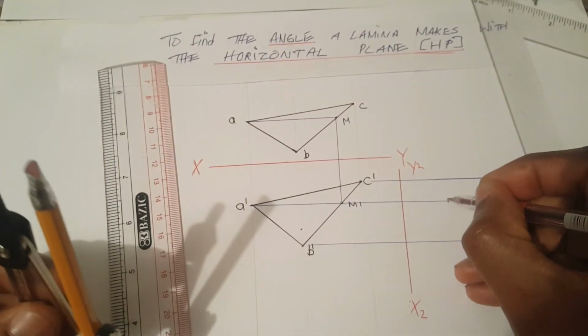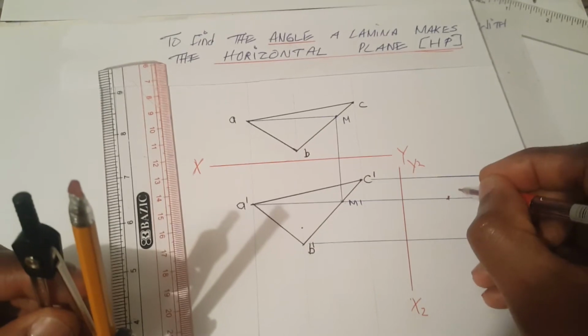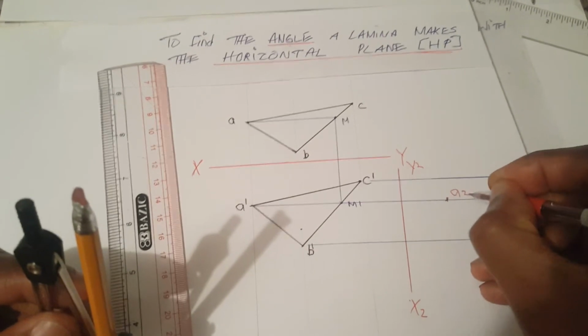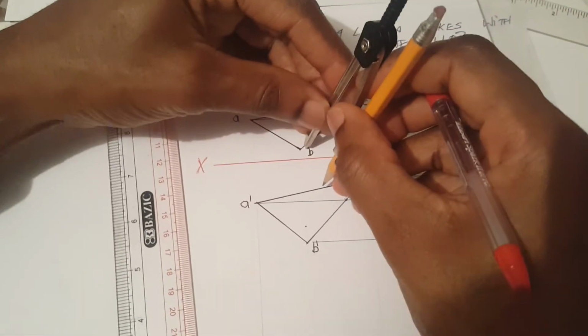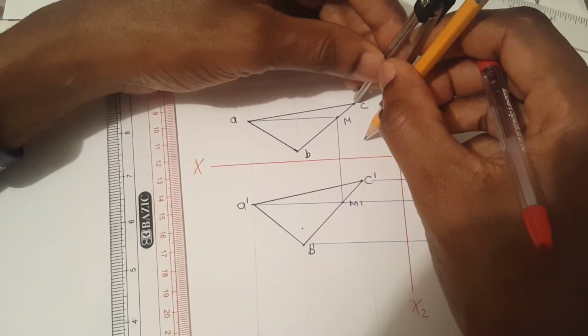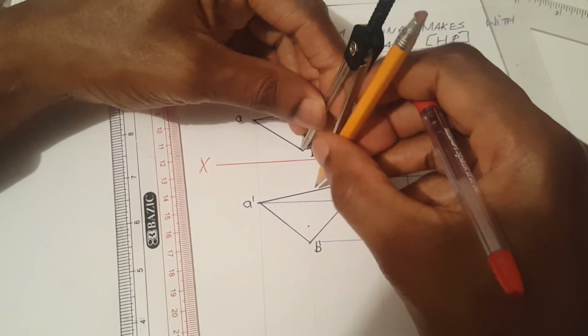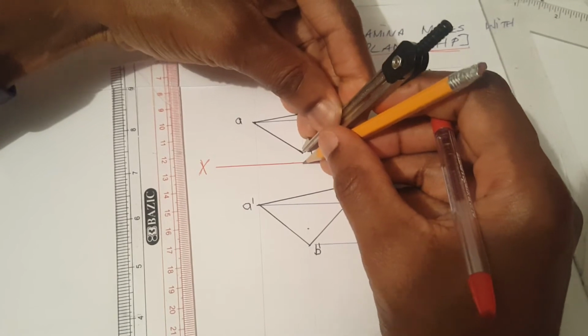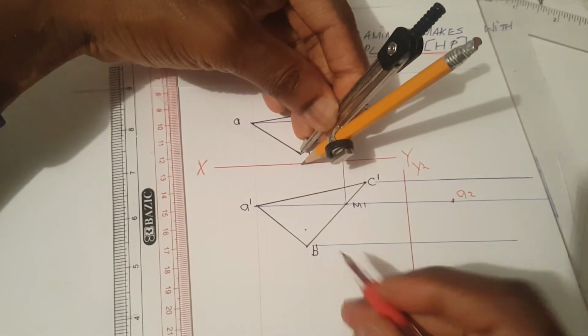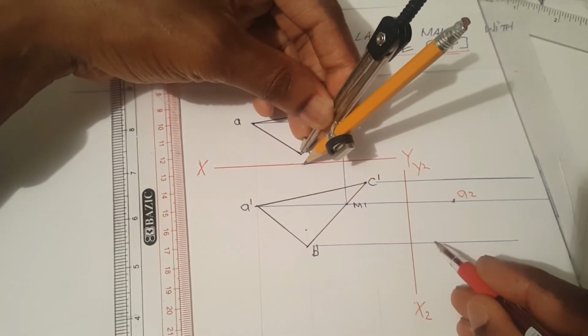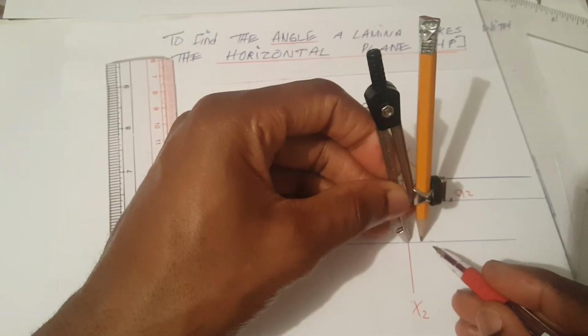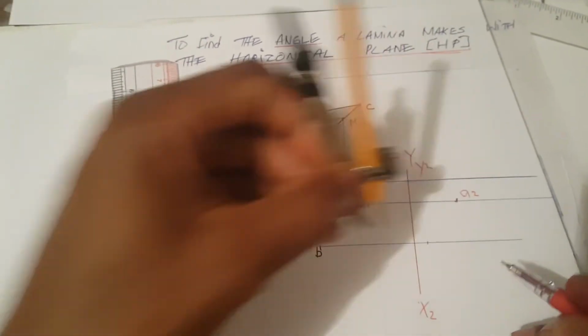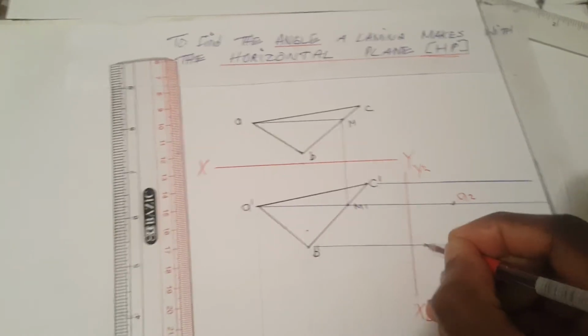This now becomes A2. Go to B, transfer B distance onto B line. B is here. We transfer B distance here. This becomes B2.